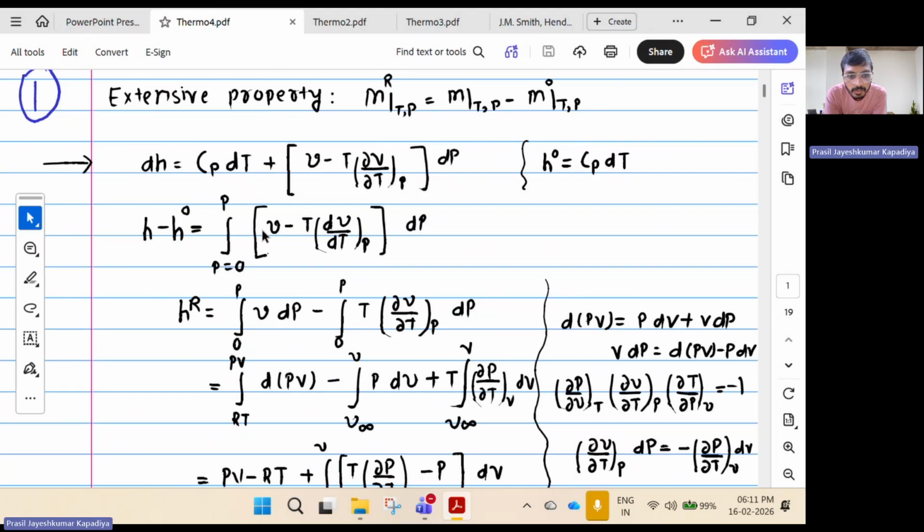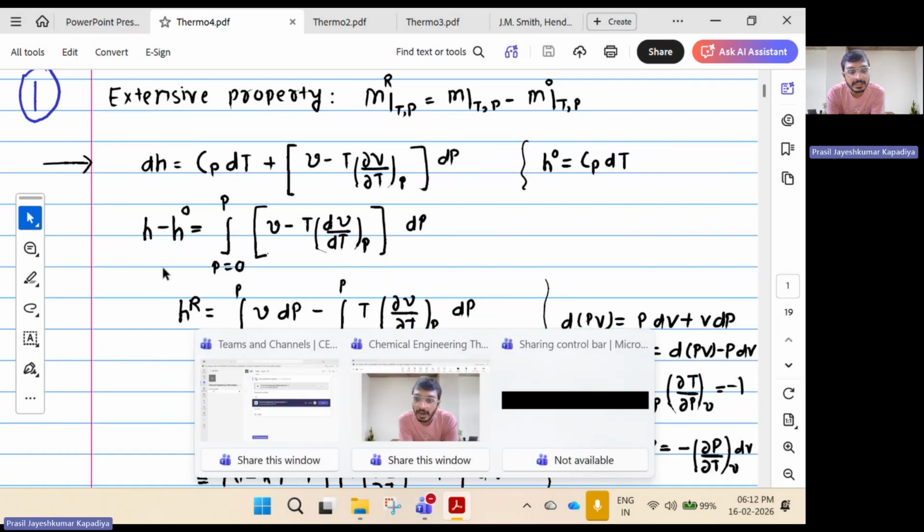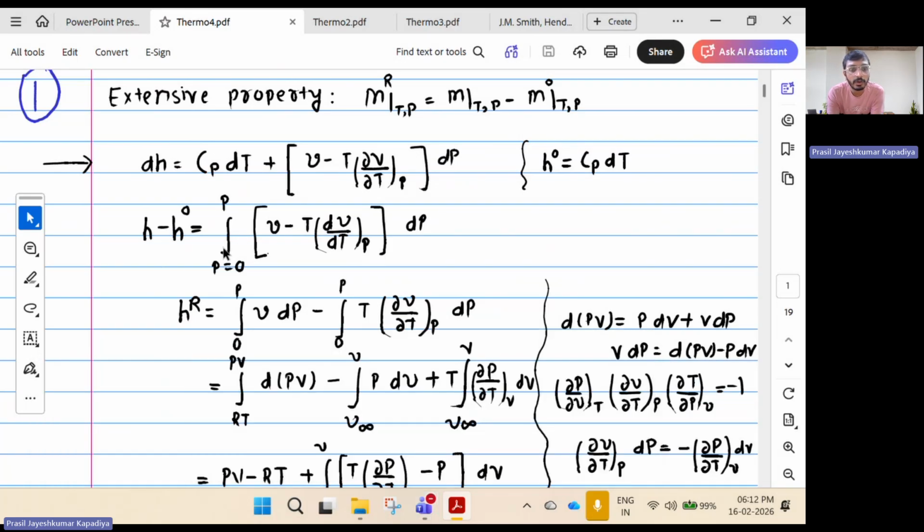Now if we break this term, it will be VdP. Our limit will be P equal to 0 to P. Why P equal to 0? P equal to 0 denotes ideal gas, and P is the actual pressure of the system when the gas is not at ideal state. So my H minus H naught will be equal to integration from 0 to P of V minus T del V del T at constant pressure dP.